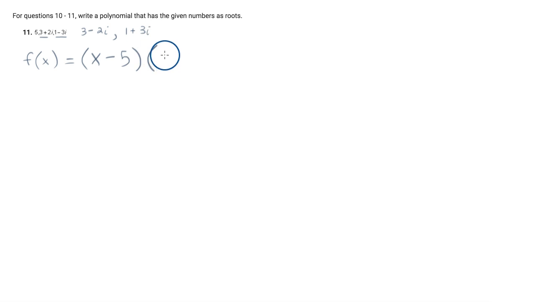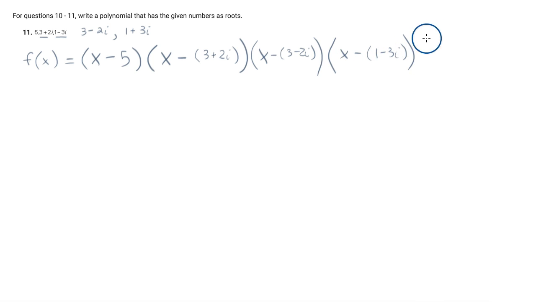So let's do the same thing with our parentheses. With x minus, we'll have x minus, smaller parentheses here just to differentiate, 3 plus 2i. And we'll have x minus, smaller parentheses, 3 minus 2i. And the same with 1 minus 3i. So x minus 1 minus 3i, and x minus 1 plus 3i.